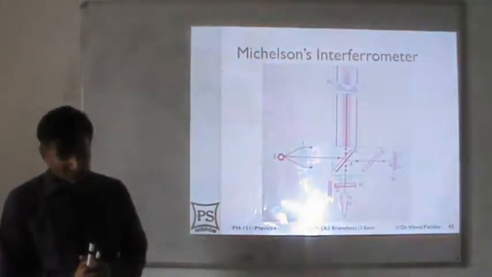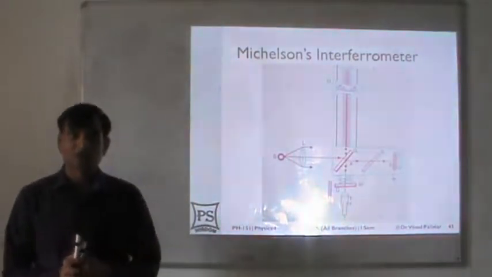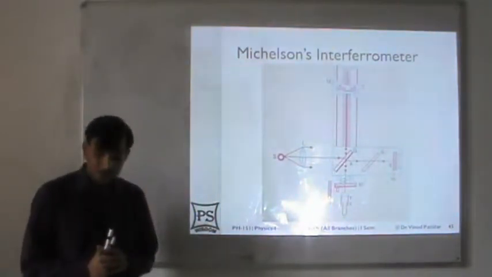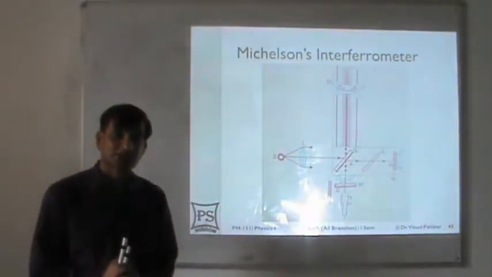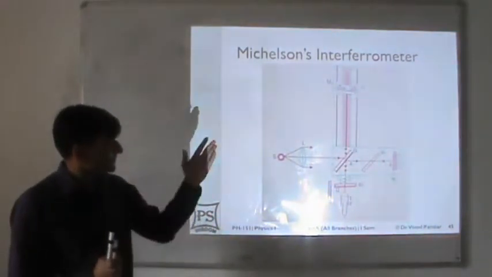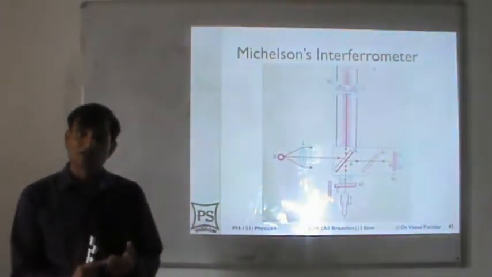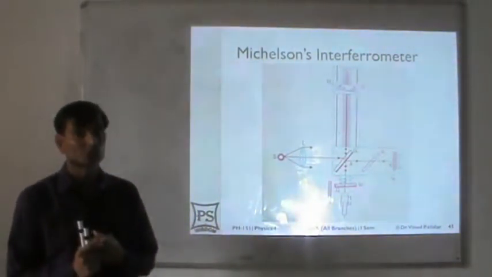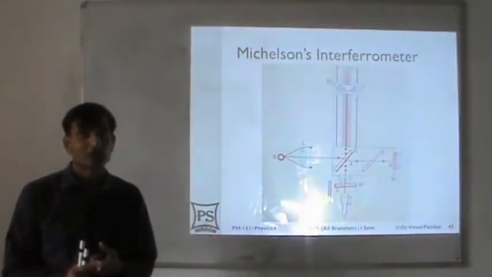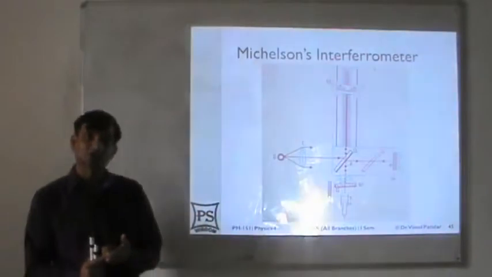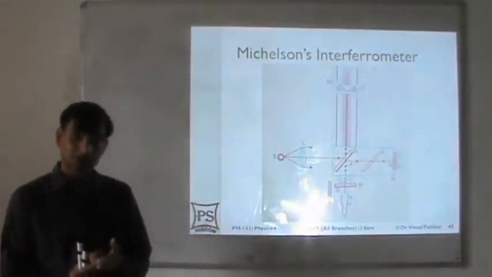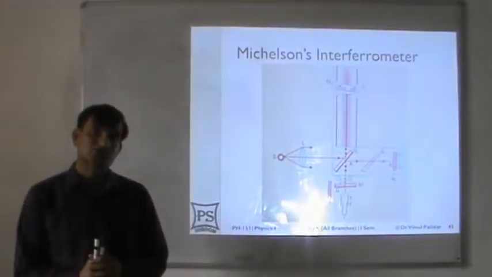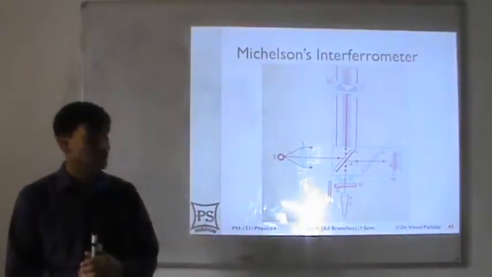Now, I introduce another experiment which is part of your laboratory also, Michelson's interferometer. Michelson interferometer is a device to produce an interference pattern, and through this instrument we can determine the wavelength of a monochromatic source. We can determine the difference in the wavelengths produced by a monochromatic source. Suppose you have a monochromatic source which produces two wavelengths which are very nearly spaced, then we can determine the difference of these two wavelengths using the Michelson interferometer.